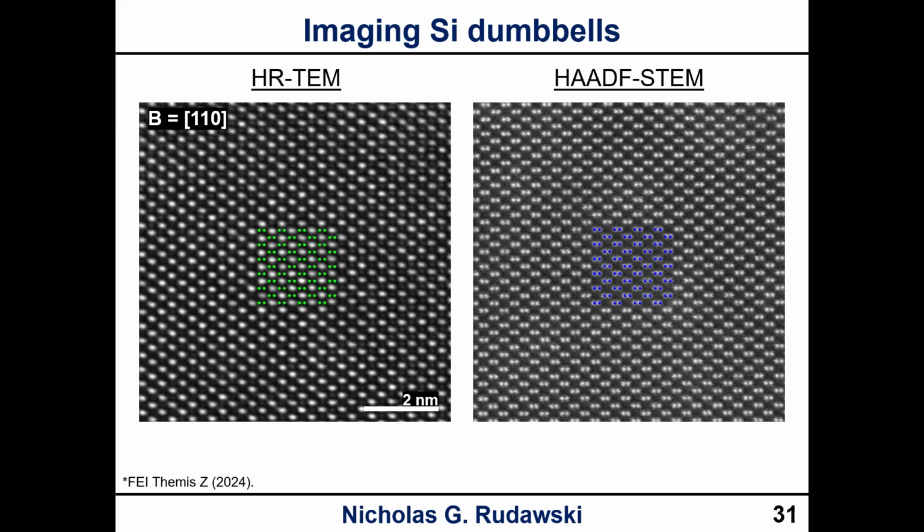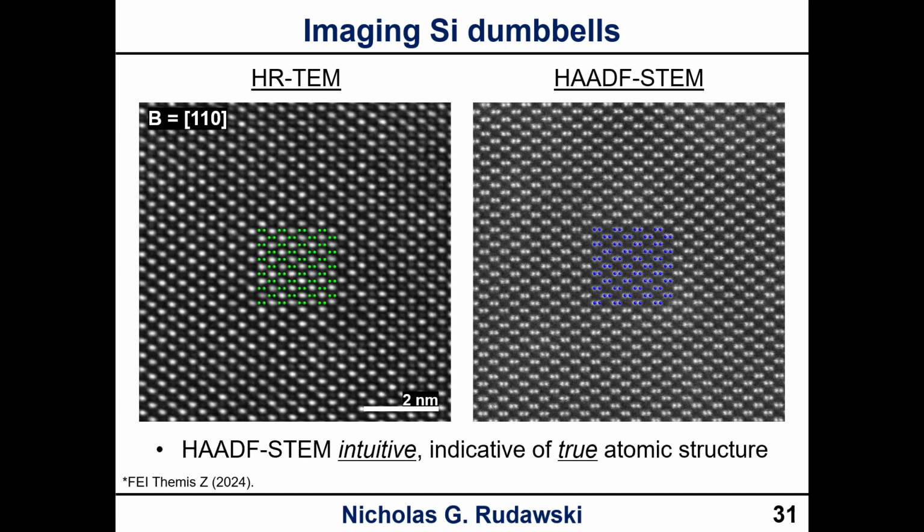So this is the same model. I just changed the color to blue on the right because it just looked better than the green. But it is the same structure and the same model as the one on the left. And both of these images, of course, are the same magnification as well. Okay. So again, HAADF-STEM gives us intuitive images that are indicative of the true atomic structure. Okay. It's a robust imaging technique. Okay, or at least more intuitive of the actual structure.